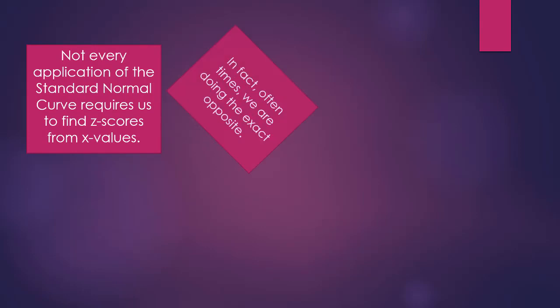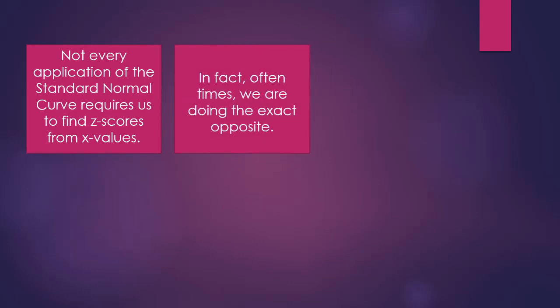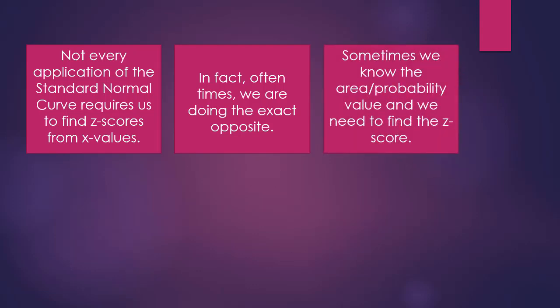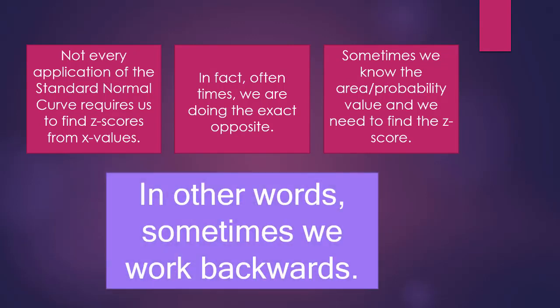Other times we're actually doing exactly the opposite thing, where we start off with the area or the probability, and then we have to find the z-score that came from that, and then maybe we need to go all the way back to the x value. In other words, sometimes we have to work backwards in these problems. We have an example.